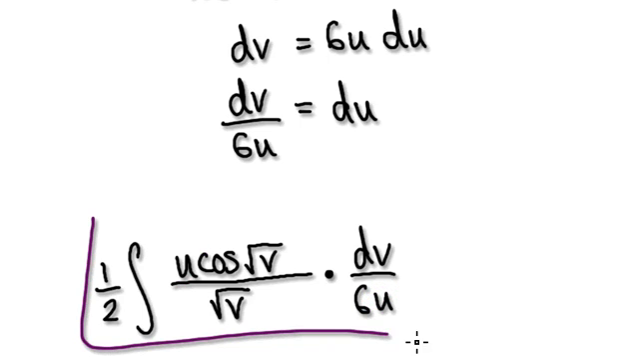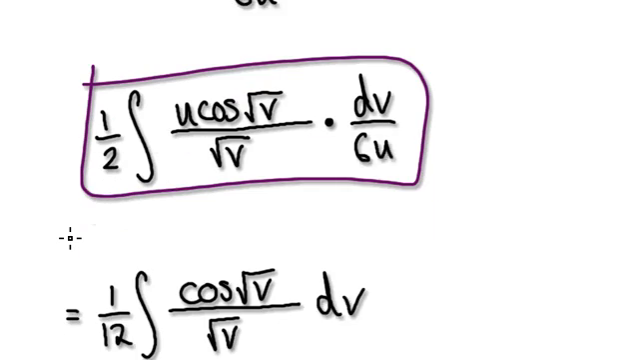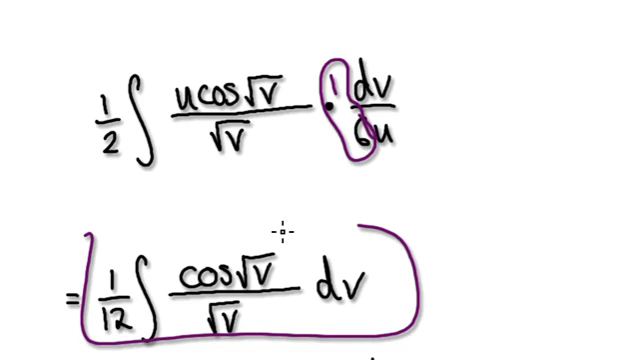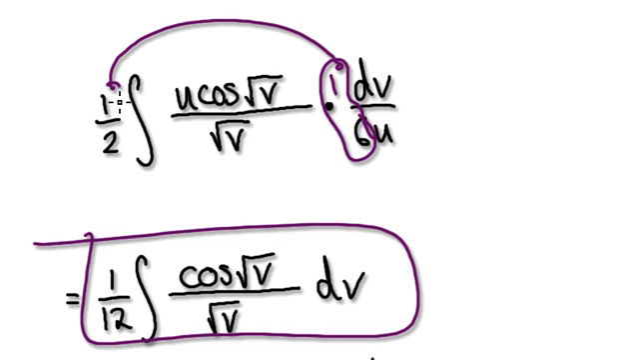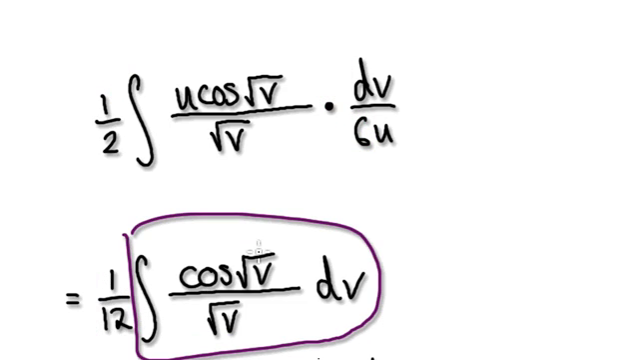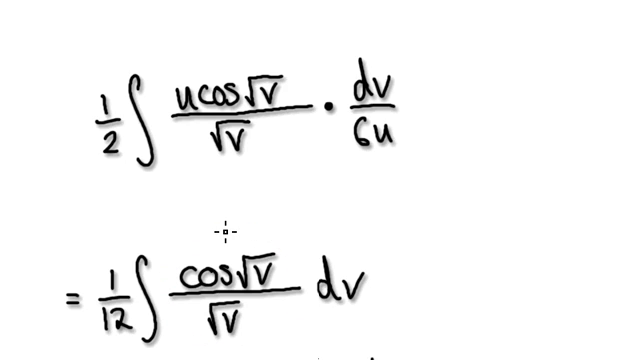Okay, so this thing here will become this, because you've got a constant. Take it out. That will give you this. So now it's just a matter of integrating this.